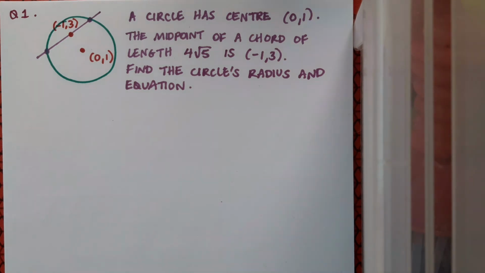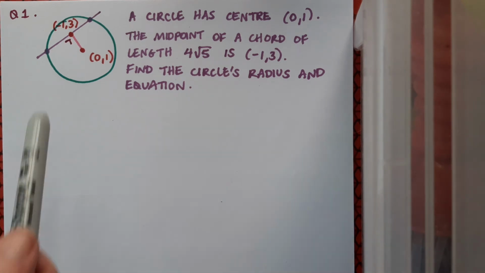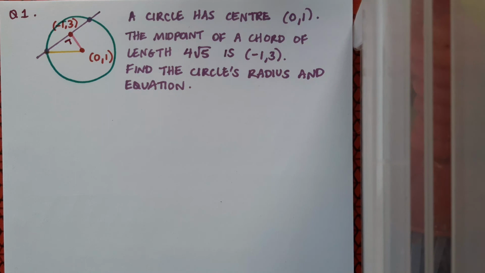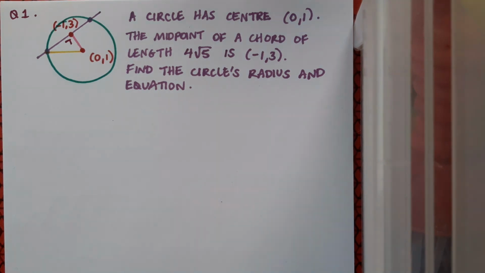Okay, so again, we'll start by joining the centre to the midpoint of the chord. And since I know that this line is bisecting the chord, it must be at right angles to it. And I'll join up the centre with the end of the chord. Either end will do, it doesn't make a difference. And now I'll fill in whatever distances I can figure out.